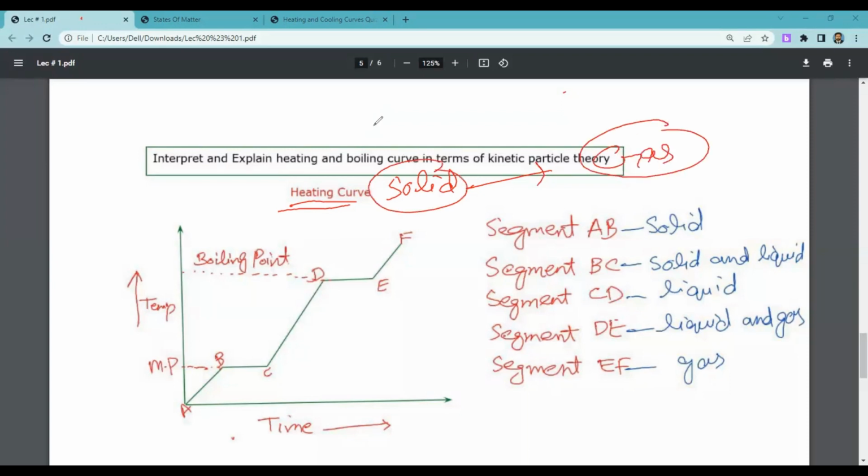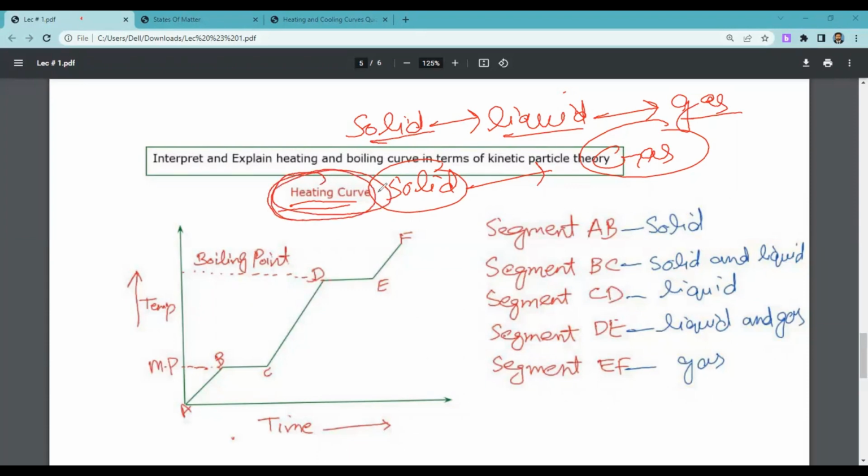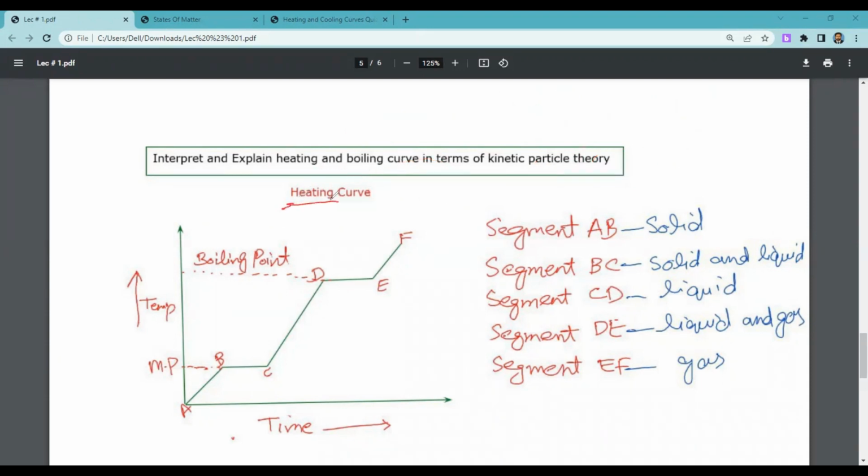It is a series. A substance is converting from solid into a liquid and then from liquid to a gas. This is the sequence this curve shows. Therefore, this curve is called a heating curve because we are providing heat and studying the state of the substance. Interpret and explain heating and cooling in terms of kinetic particle theory. We will also explain it using kinetic particle theory.